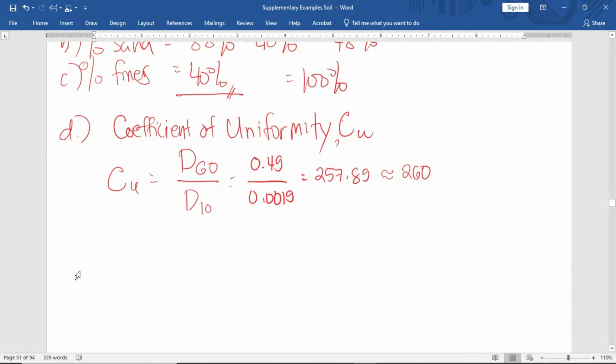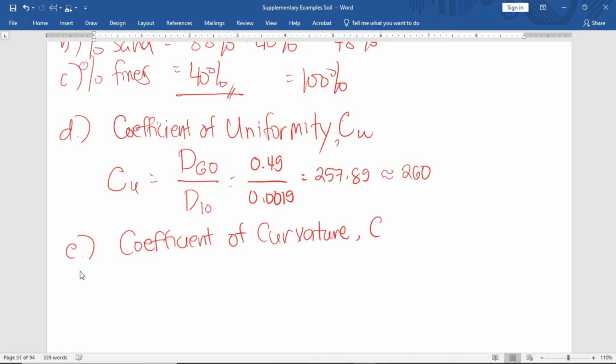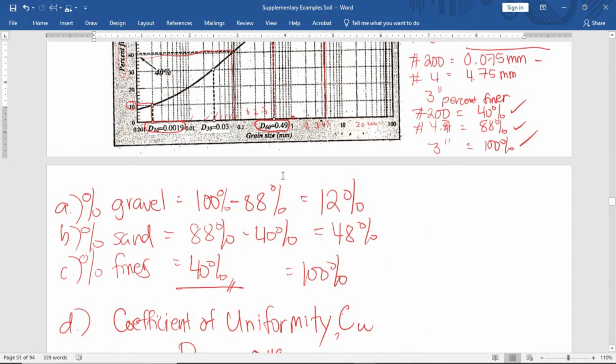So, after natin makuha yung coefficient of uniformity, kunin naman natin yung coefficient of curvature, which is equal to CC. So, CC is equal to D sub 30 squared all over D10 times D60. So, meron na tayong D60 at saka D10. Hanapin na lang natin sa curve yung D30.